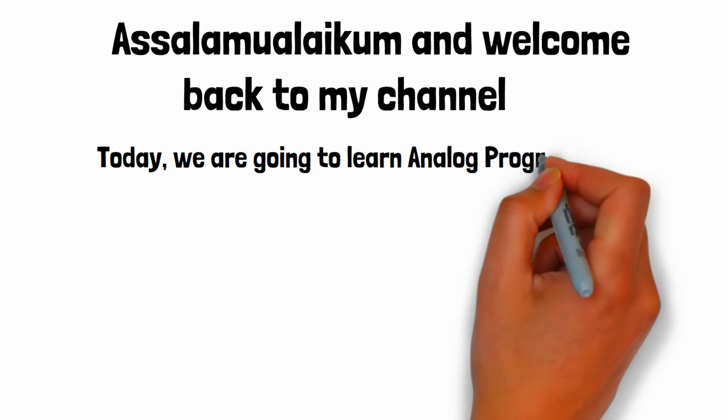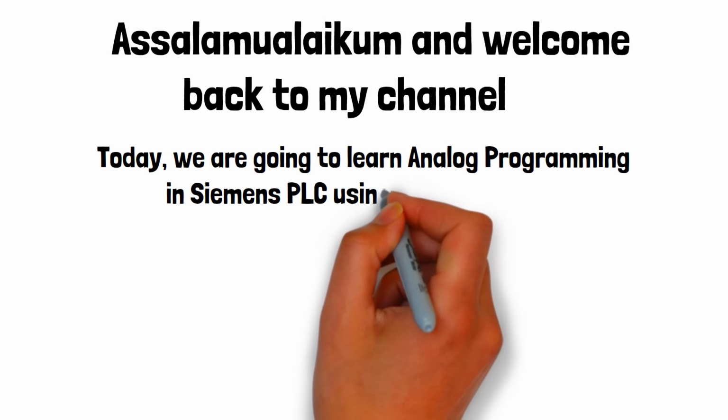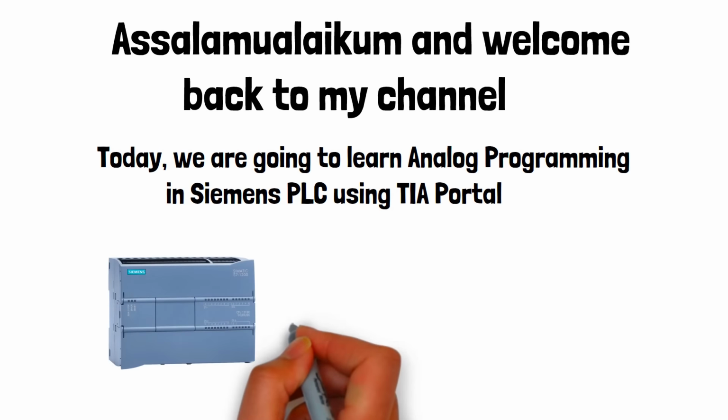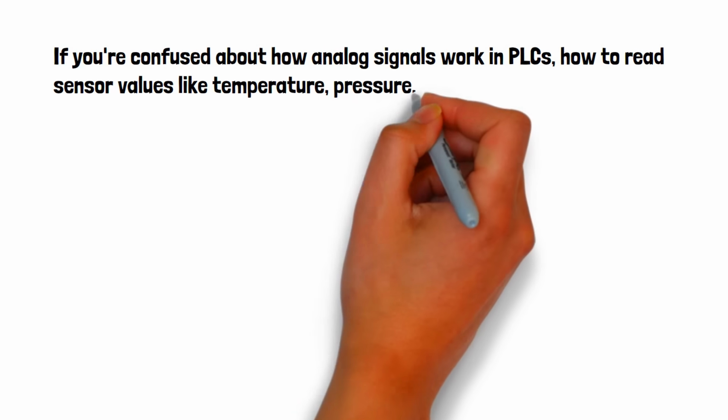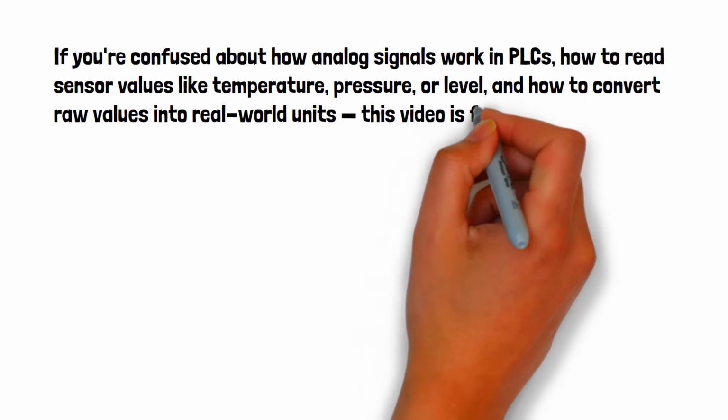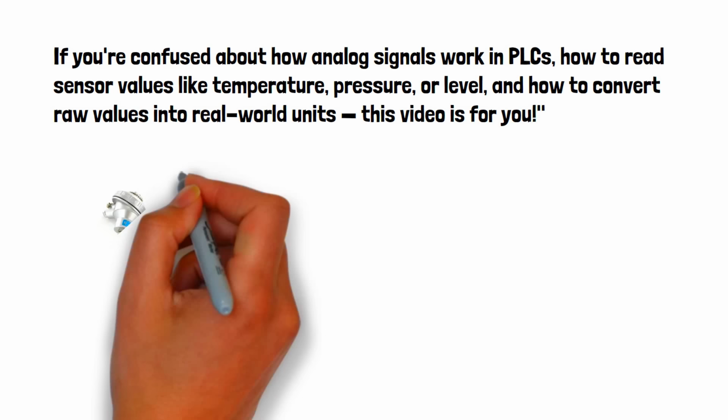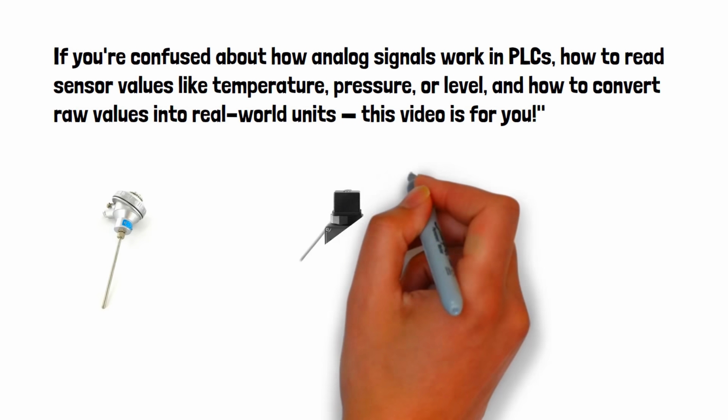Today we are going to learn analog programming in Siemens PLC using TIA Portal. If you are confused about how analog signals work in PLC, how to route sensor values like temperature, pressure or level, and how to convert raw values into real world units, this video is for you.